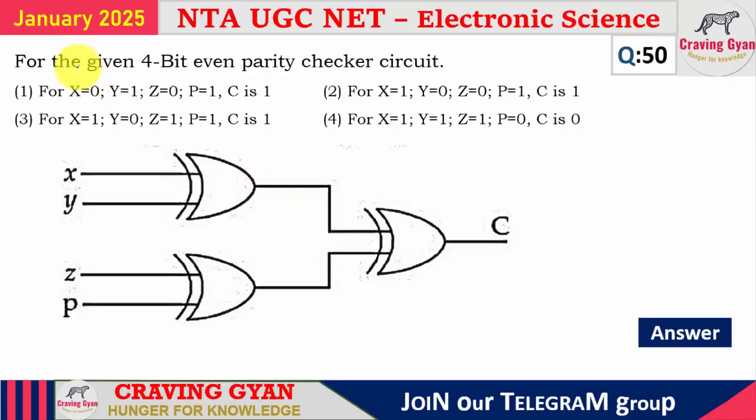Now look at the things. For the given 4-bit even parity checker circuit, for x equals 0, y equals 1, these cases they have given. Let me try to write the truth table for the XOR gate. You will be getting the answer. That's it. A, B are my inputs. Y is my output. Don't get confused with respect to this Y and this Y. If you are having a confusion, I can change the parameter. I can write this one as M.